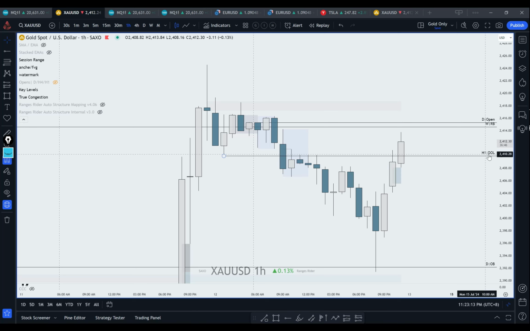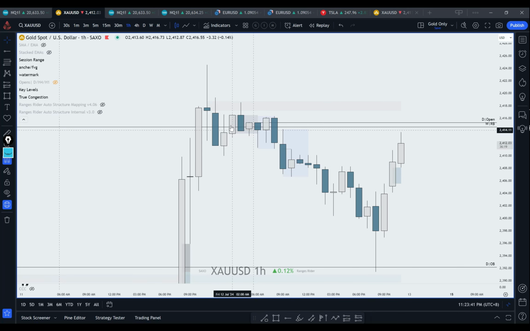This is very important, because if you understand your draw on liquidity, then you understand which side you are going to find the ranges. If you don't know where your draw on liquidity is, maybe you are looking for long. But if you have a level and you have the confirmation entry, you have the draw on liquidity, you are perfectly fine.